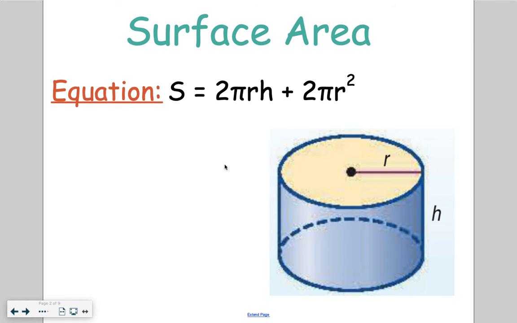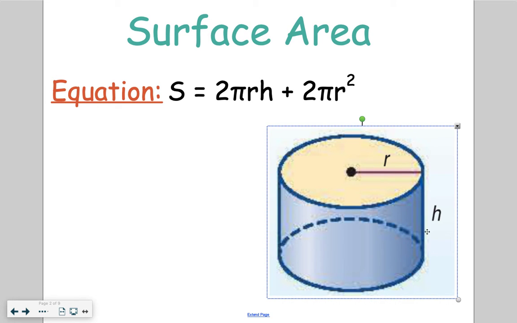When we're looking at a cylinder, this is a shape that has the circle on the top and the bottom, and then the rectangle connecting that around. Our equation here is going to be surface area is equal to 2 times pi times r, which stands for that radius of the circle. Remember, radius is halfway across, times the height, which is how far it is in between the two circular bases.